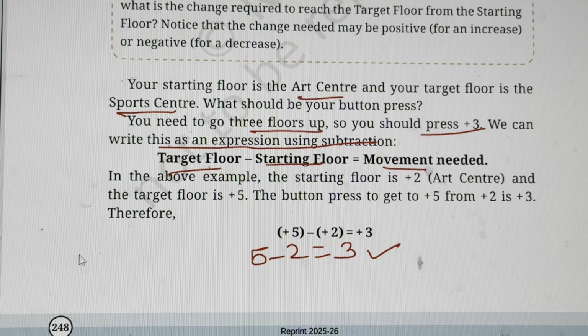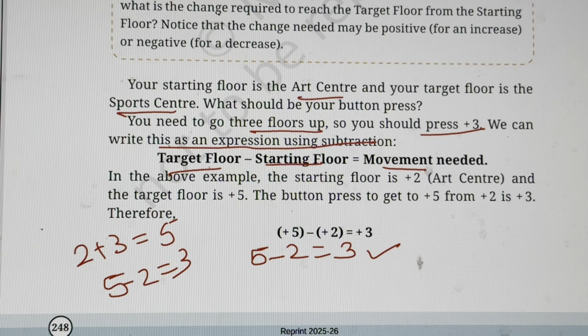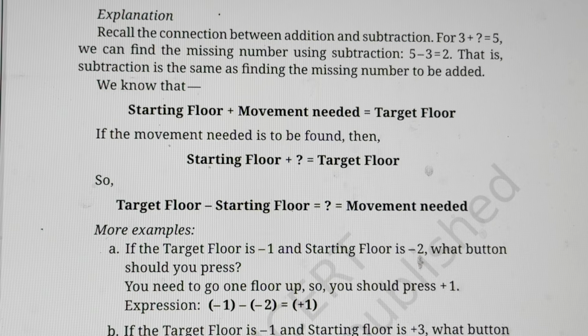So instead of doing 2 plus 3 is 5, we can do 5 minus 2 is 3, right? So in the above example, the starting floor is plus 2, which is the art center, target floor is plus 5, and the button press to get plus 5 from 2 is plus 3. So 5 minus 2 is 3. So the explanation is given over here.